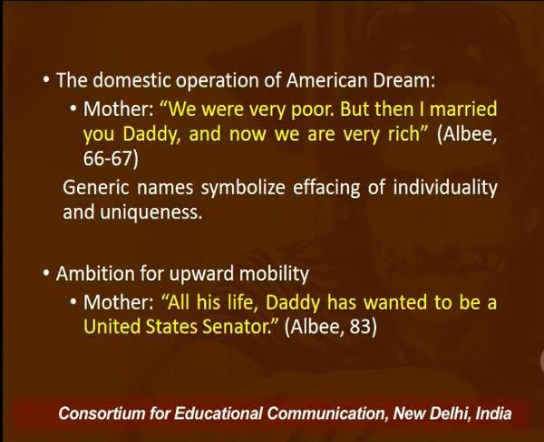Okay, now we see in the play the domestic operation of the American dream, right? See what the mother says. The mother says, and I quote, "We were very poor, but then I married you, Daddy, and now we are very rich," unquote. So you see, we notice a kind of obsession with money. And as we had discussed, a part of the American dream is what? Individual success and advancement. So the mother is quite conscious of the fact that there was a lack of money initially, but then when she marries this well-off man, now she feels that she is quite rich, right? So we see that upward mobility, but within the domestic framework, right? So again, exploring the American dream with a lens that is directed towards the domestic life.